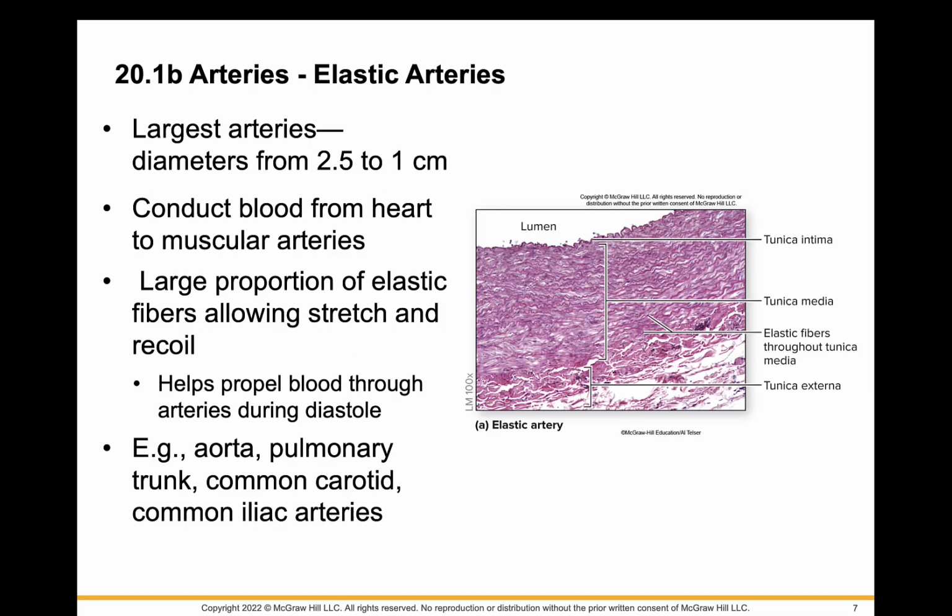So here we want to take a look at elastic arteries. They're the largest, and if we look at diameter here, 2.5 centimeters, that's almost an inch. So they have a relatively large lumen, and the role here is to conduct blood directly from the heart to muscular arteries, which are the next category of arteries. Lots of elastic fibers, so this allows for not just stretch, but recoil, and this recoil helps propel blood through the arteries when the ventricles are relaxed or in diastole.